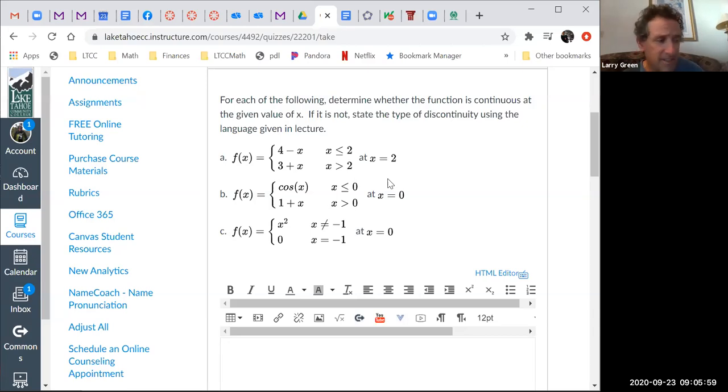So what's the first thing we should do? Yeah, the first thing we should do is plug in. If you plug in 2, 4 minus 2, I hope you don't need a calculator for that, but you have one, if you know how to use it on Proctorio. 4 minus 2 is 2. How about 3 plus 2? 5. Okay, so the limit on the left is 2. The limit on the right, so let's write this out. So A, the limit from the left is 2, as x goes to 2.